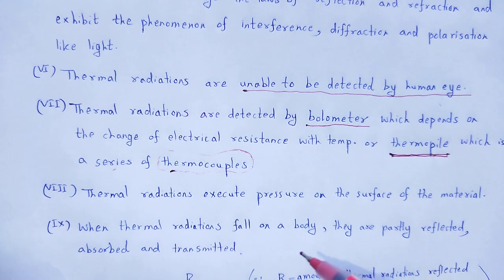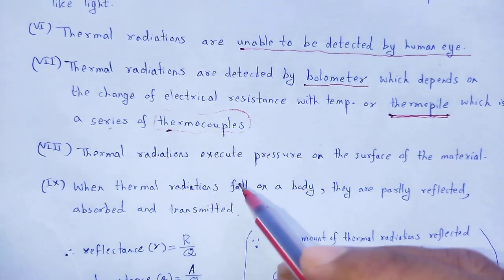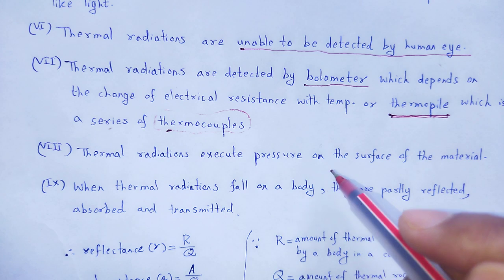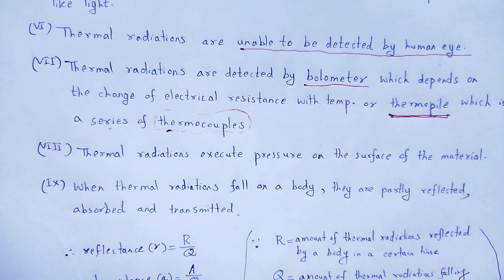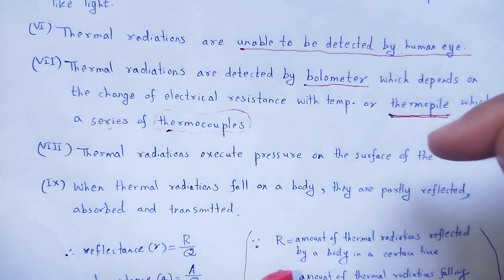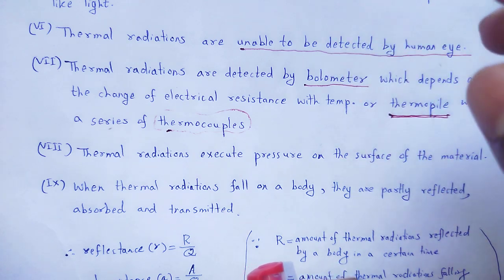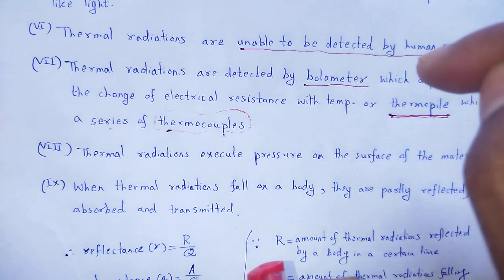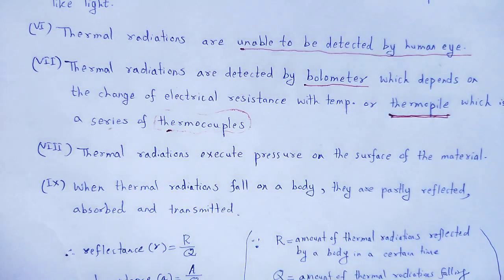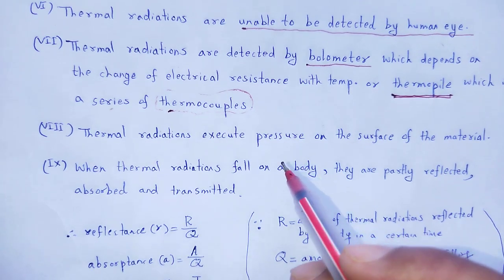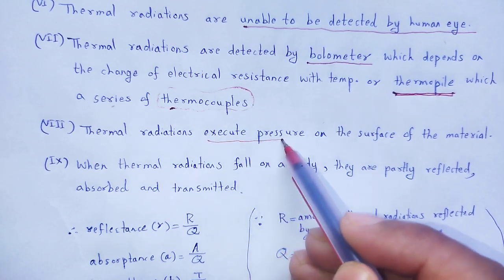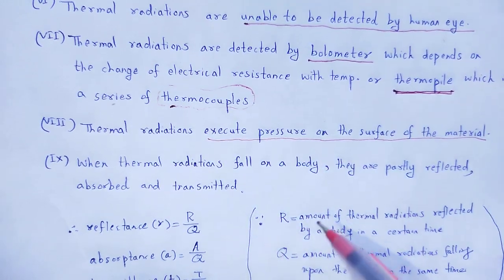Next property: thermal radiations exert pressure on the surface of a material. When thermal radiations are incident on a material, such radiations exert pressure on the material. They exert pressure on the surface of the material.